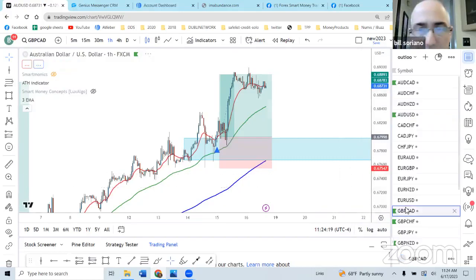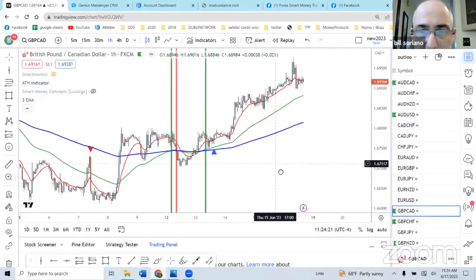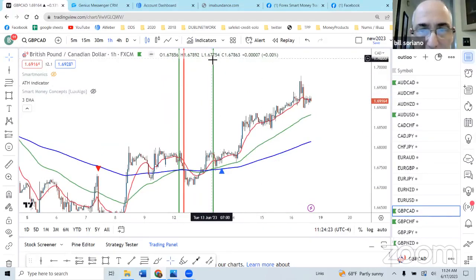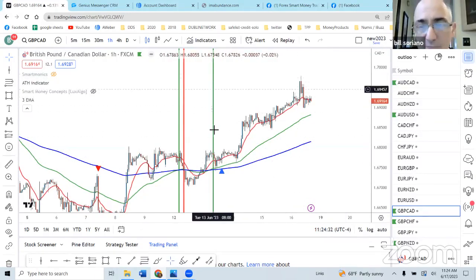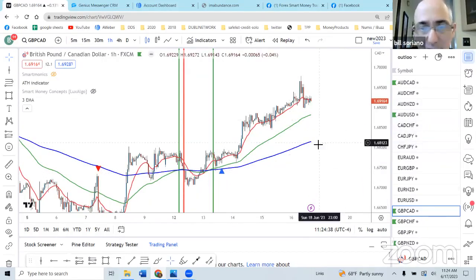Okay, now let's go down here to GCAD. Right here, the 4 hour flips. You get your most powerful opportunities right after you get this 4 hour flip, and then you get an immediate pullback to the 62 and then an ATH indicator, right?